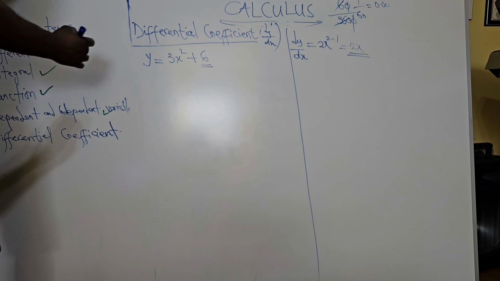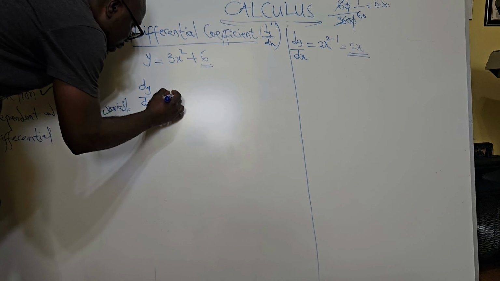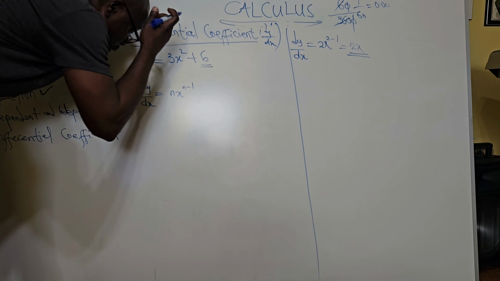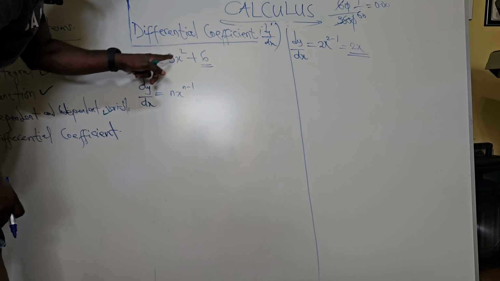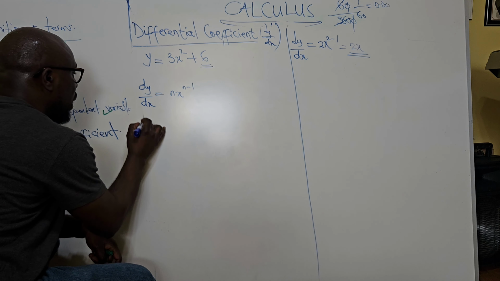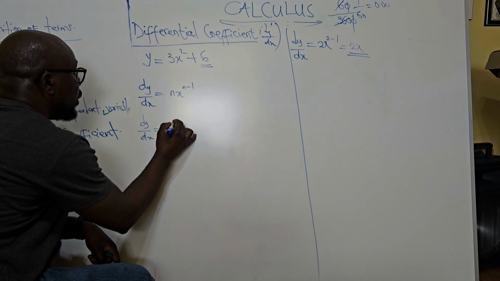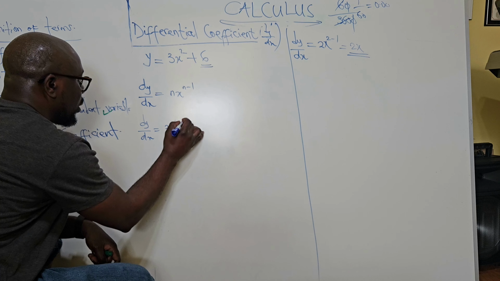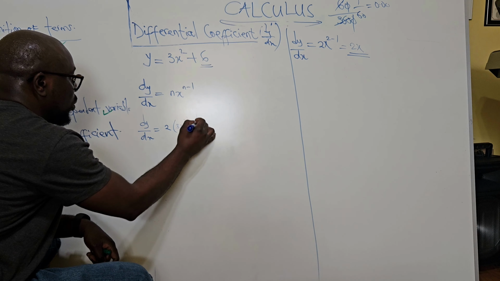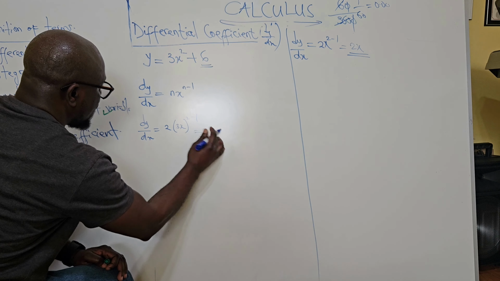So we're going to use the same rule. What is it? It's going to be n x to the n minus 1, okay? So let's do it one by one. What is n? n is 2 here, right? n is 2. So dy over dx is going to be equal to 2. You have 3x, okay? And then you have 2 minus 1, okay? So that gives us 2 times 3x, that will be 6x.